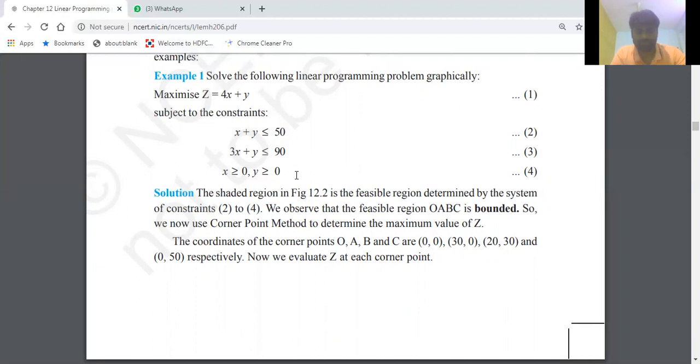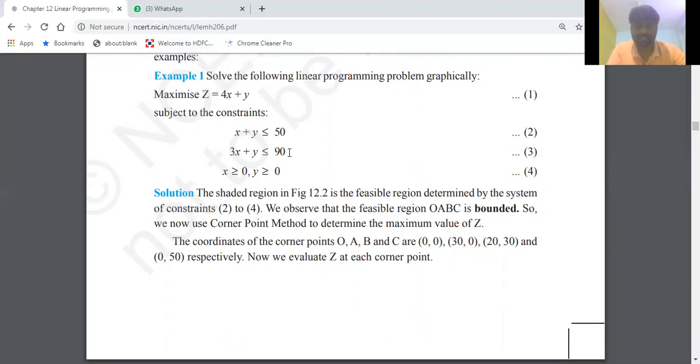Now how will we solve? Take inequalities into equations first. Take one point on the x-axis, one point on the y-axis for both the equations. By converting inequalities into equations, take two points for each. After that, take one extra point, which is the point of intersection. Tell me what are the points we can take for the first inequality? x plus y equals 50: 50 comma 0, 0 comma 50. Clear?